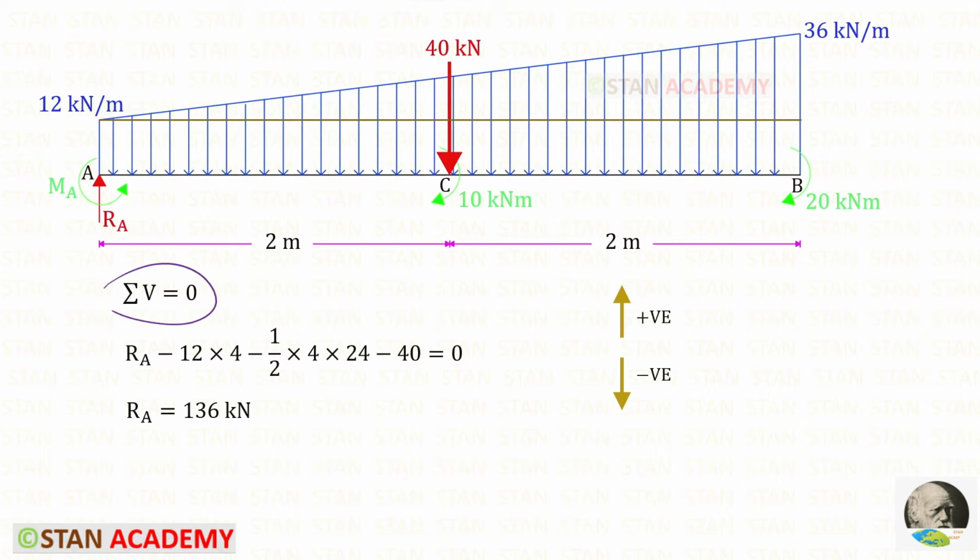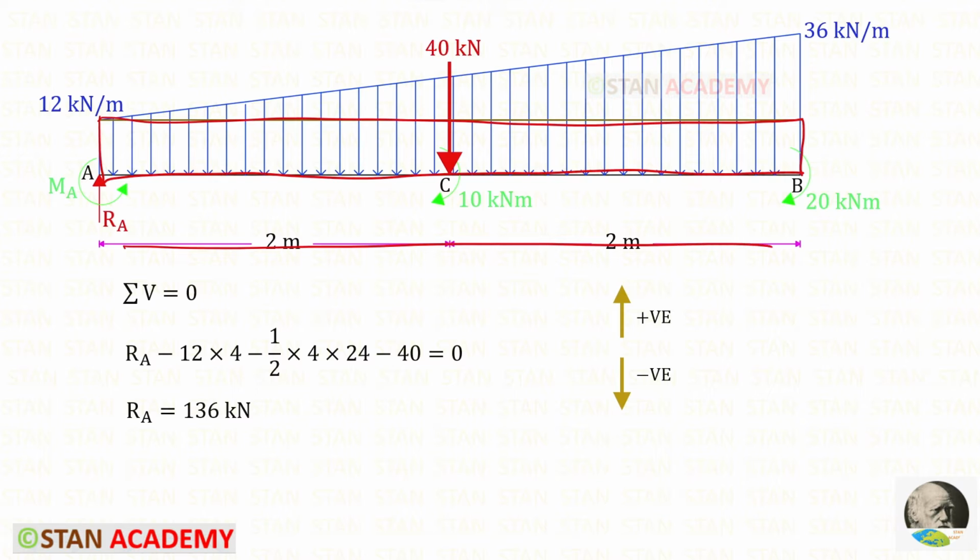Using this rule we can find RA. RA is acting upwards, so it will be positive. The UVL is acting downwards, it will be negative. For the UVL we have to take the area. First let us take the rectangle. We know the area formula of a rectangle, that is length into width. Here the length is 4 meter and the width is 12. So this is the area.